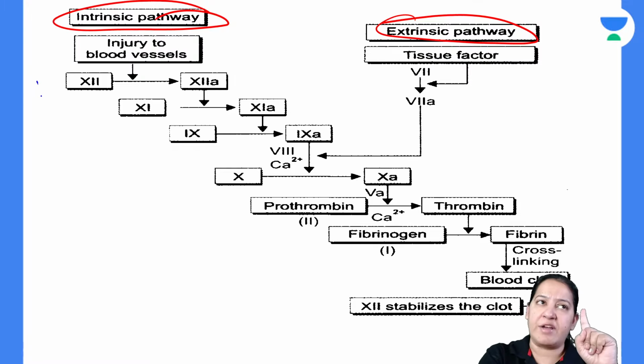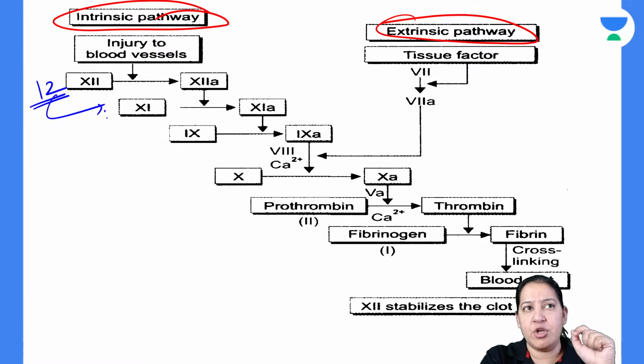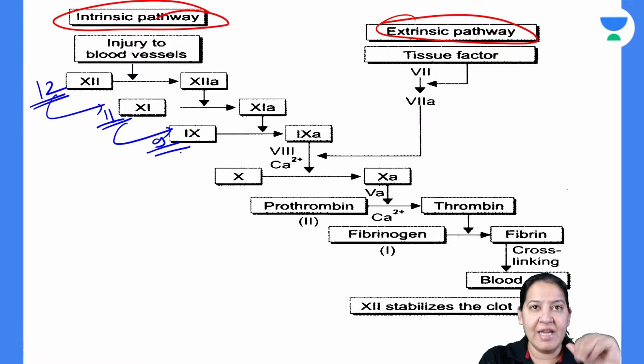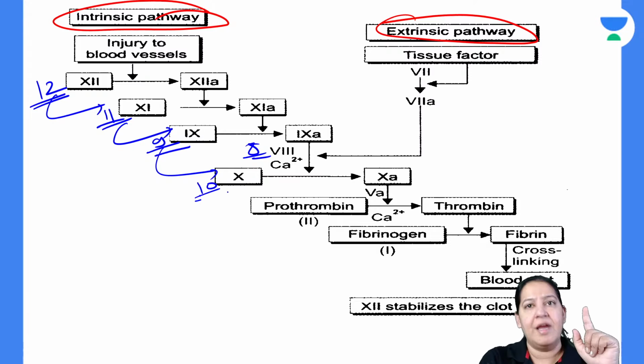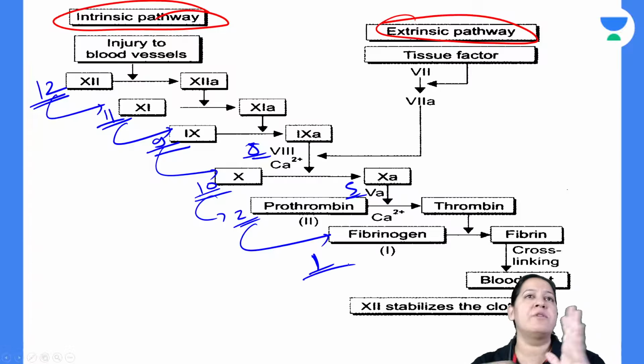In intrinsic, it is factor number 12, which is the first factor to get activated. 12 will lead to activation of 11. You can see 11 will lead to activation of 9. 9 in presence of 8 will lead to activation of 10. 10 in presence of 5 will lead to activation of 2. And in the end, 2 leads to the activation of 1. So this is intrinsic pathway.